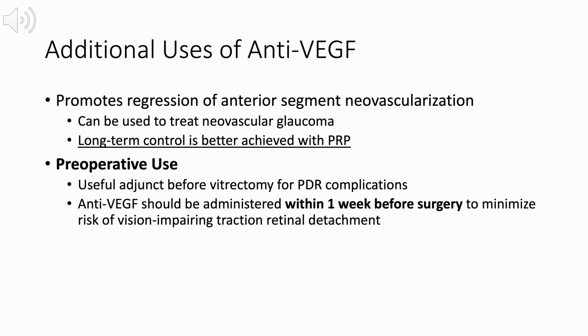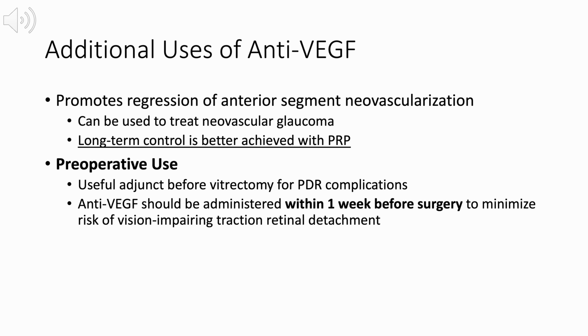Anti-VEGF therapy has applications in diabetic eye disease beyond the treatment of posterior segment neovascularization. It promotes regression of anterior segment neovascularization, that is, the NVI and NVA we identified earlier, and it can therefore be used in the treatment of neovascular glaucoma. However, long-term control of anterior segment neovascularization is better achieved with PRP. This is the durability theme again, and it recurs consistently. Anti-VEGF gives you rapid regression. PRP gives you lasting control. In neovascular glaucoma specifically, this makes anti-VEGF an excellent means of buying time while definitive treatment is arranged.